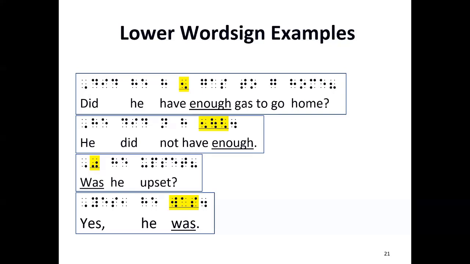The next set of examples, was he upset? There's a lower word sign contraction for the word was, and we can use it here because there are spaces on either side. It's just a capital W there. That's not punctuation, that's a capital sign. The next example, however, yes, he was. Was is next to a period, so we have to spell out the word was, W-A-S.